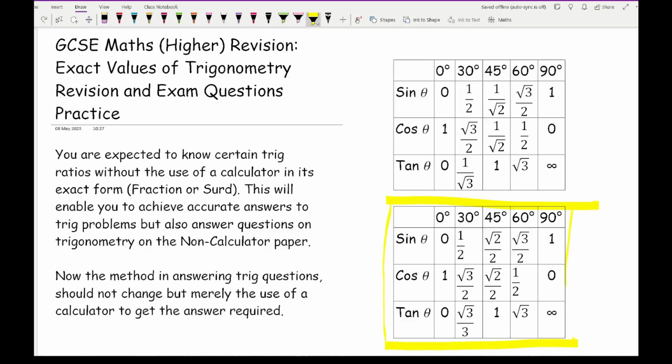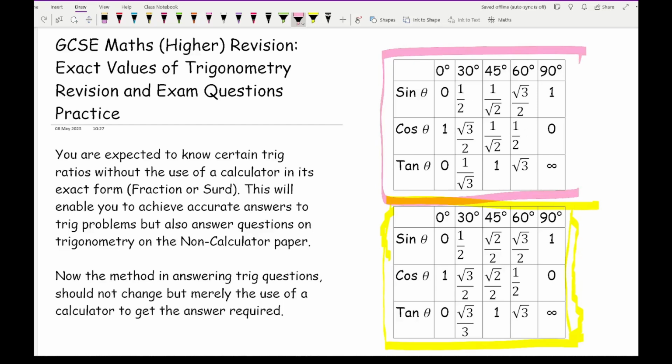Now depending on how you have revised the trig ratios, it may be a case where you know where these values are derived from. I don't know why those have slightly changed in indentation, but there you go. So it doesn't really matter whether you use the pink or the yellow. For the purpose of this video, I'm not going to go through using both, because it will just extend the length of how long it takes me to answer the question. So I'm going to opt for the yellow versions.